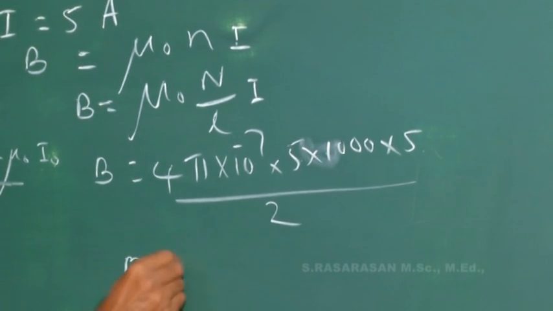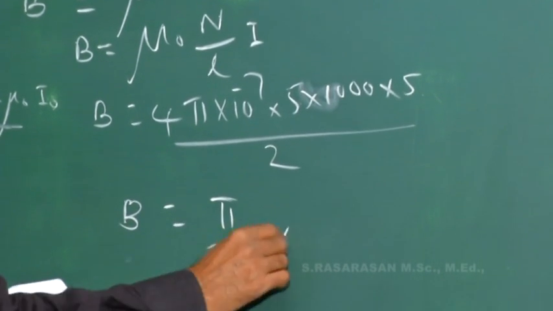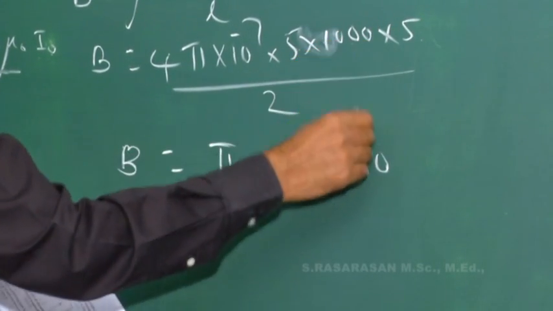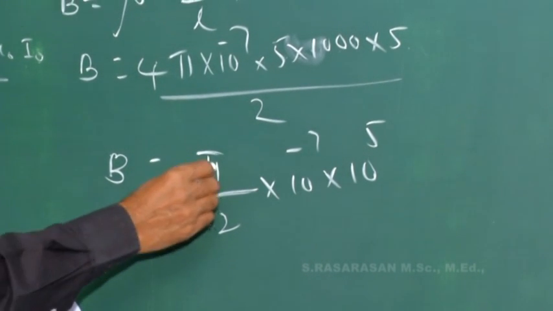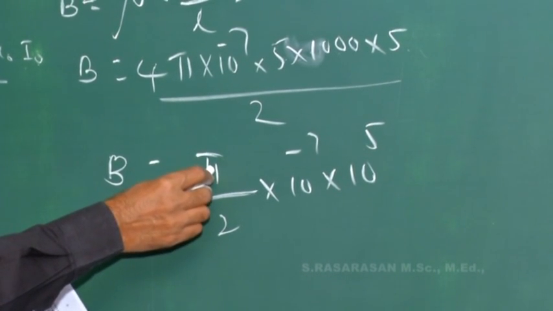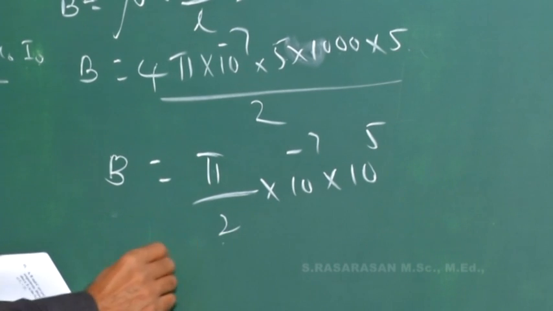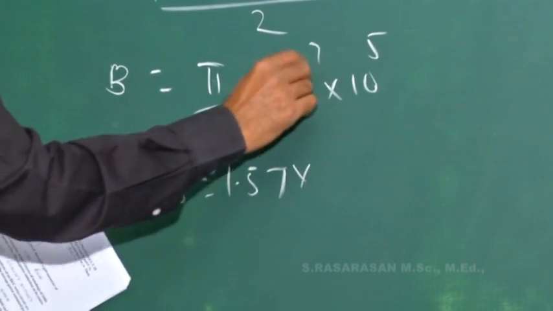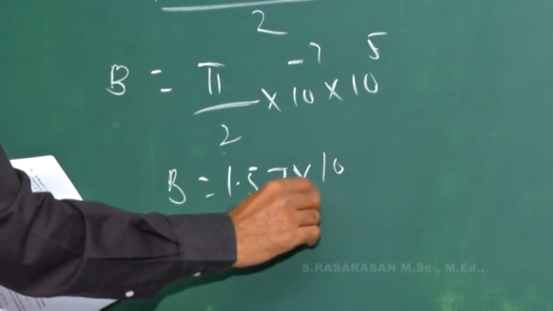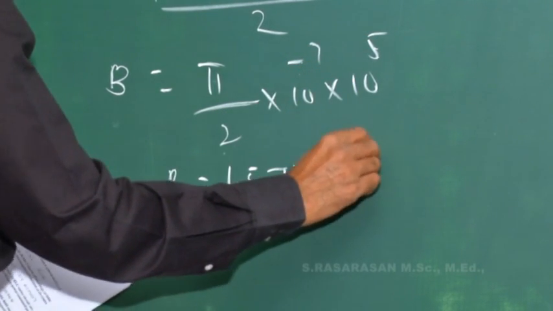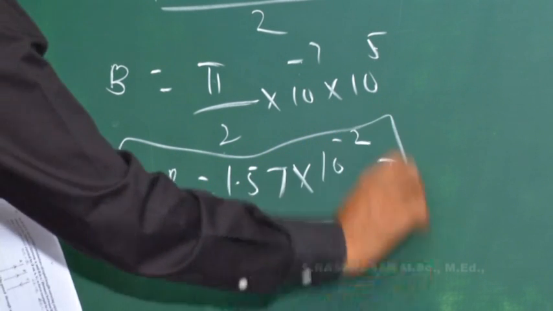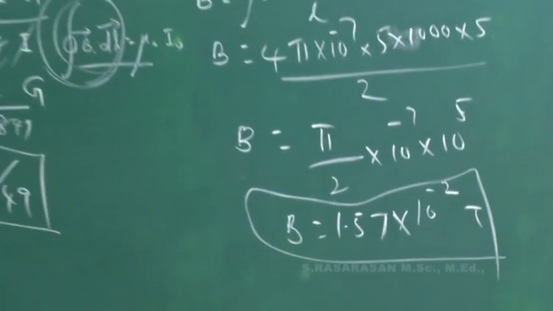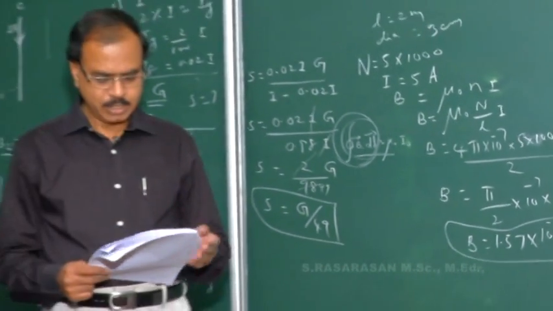So B is equal to pi by 2 into 10 to the power minus 7 into 10 to the power 5. Pi is 3.14, half of 3.14, divide by 2, 1.57. Into this, 10 to the power m into 10 to the power n is 10 to the power m plus n, so 10 power minus 2. Tesla, yes, that is the answer for the problem. 1.57 into 10 power minus 2 Tesla. Yes, it is option B.